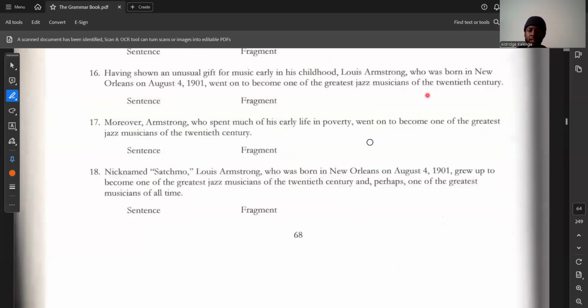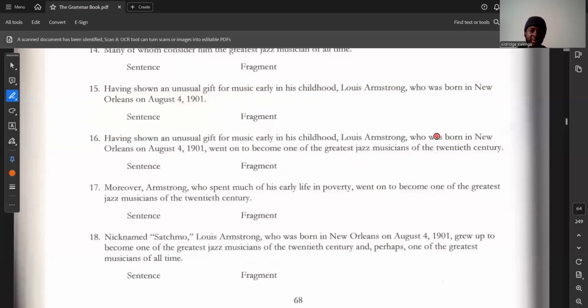I'm just gonna move quickly here. I'll keep both of those on the screen so you can see. So having shown, I'm on 16 now, having shown an unusual gift for music early in his childhood, Louis Armstrong, who was born in New Orleans on August 4th, 1901, went on to become one of the greatest jazz musicians of the 20th century. Sentence or fragment? It's a sentence. Nice. Yes, it's a sentence. All right, so you can see that 16 basically completes 15.